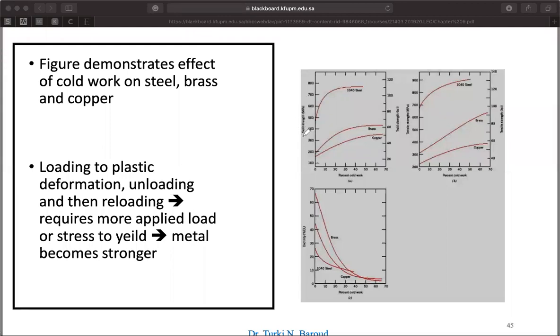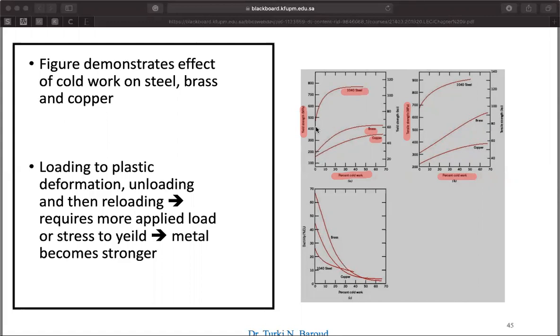Now, if you look at the mechanical properties of the material, what's happening as you cold work the material? So here we have 3 figures. The first one is about the yield strength of the material and the tensile strength of the material, and your percent cold work. Now we have copper, brass, and then you have the steel. For all different materials, the more cold work you do to the material, as you can see, the more improvement in the strength of the material. Let's take an example here. For example, let's take this example.